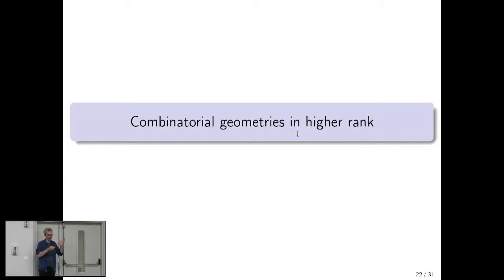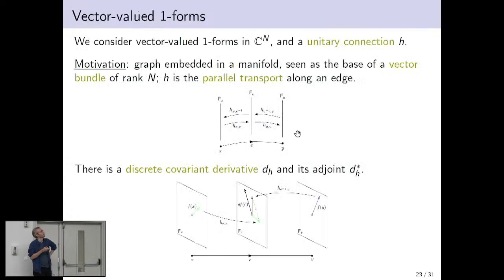And what do I mean by higher rank? I have considered forms on graphs which were just functions. Now I would like to fix an integer n and look at vector valued one forms. I would think about it in some sense like spins, but taking vector values over the graph, and what we will call a unitary connection H, which is basically the data of some matrices along edges.